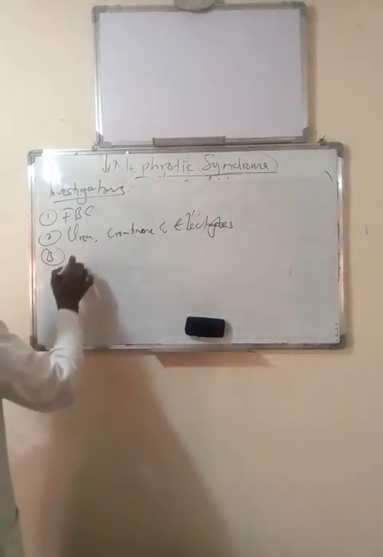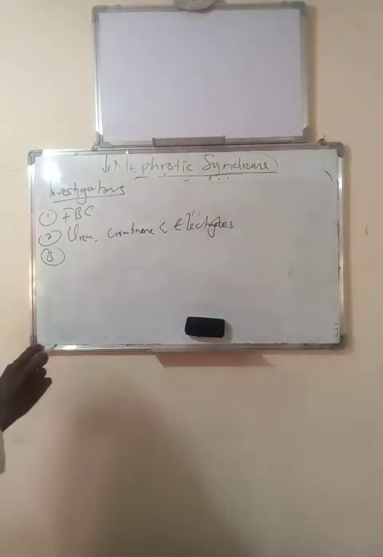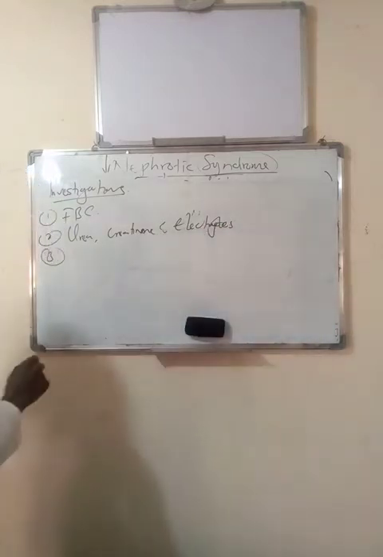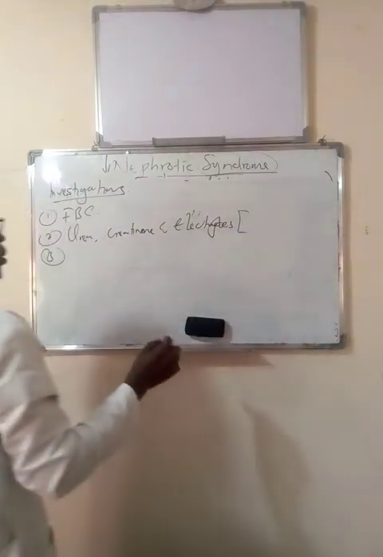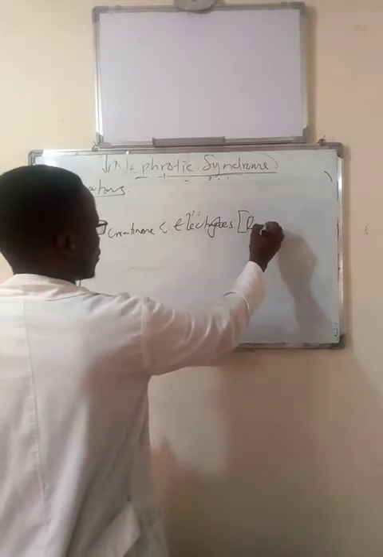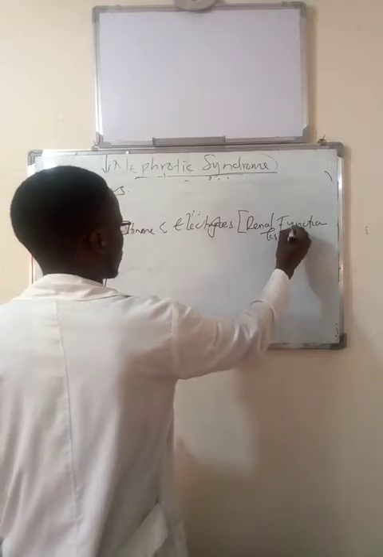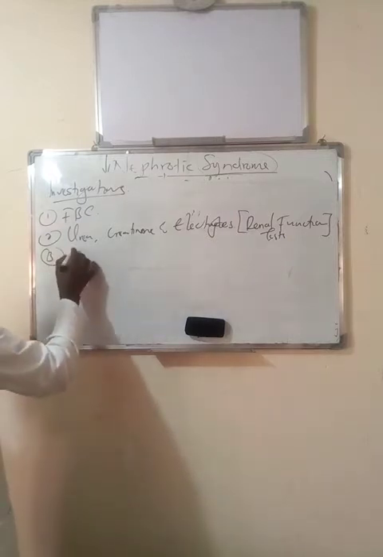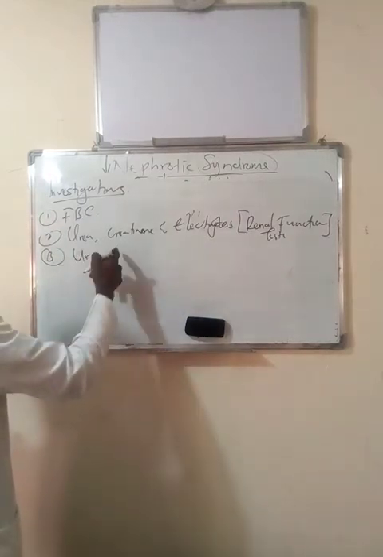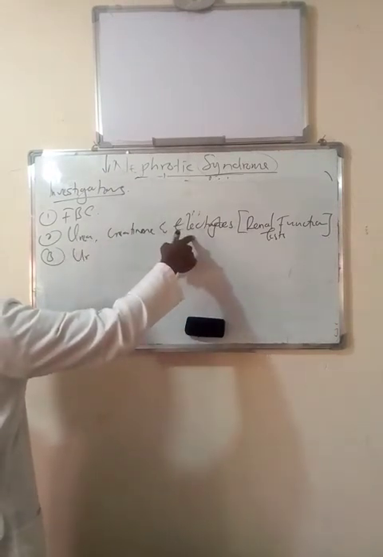You can also do... This one we can say renal function test. Okay, renal function test. Does that make sense now? Then we can also do urinalysis. U and E is urea and electrolytes, and creatinine.